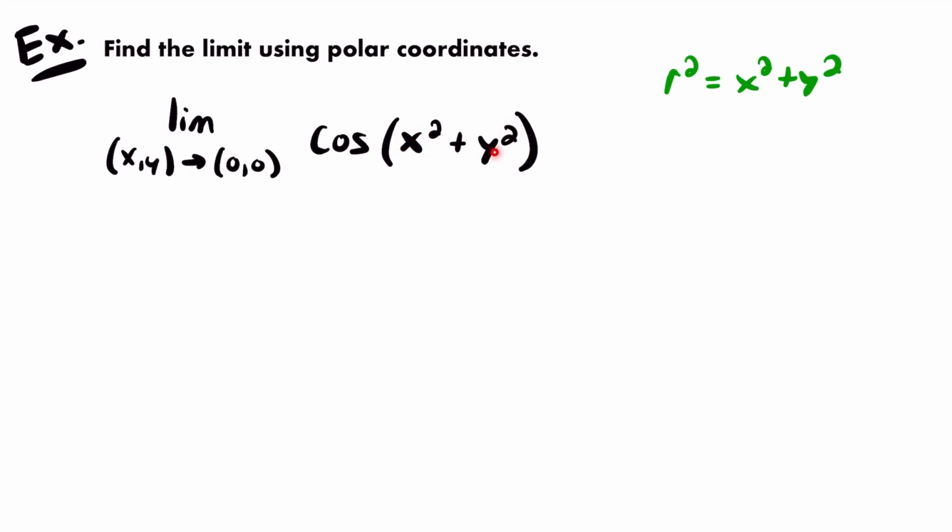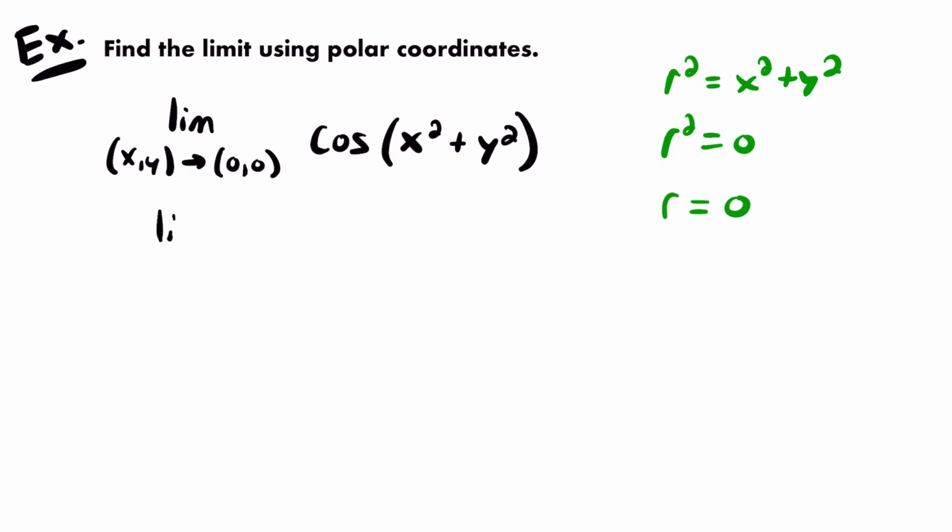You can replace x squared plus y squared with r squared, and then you'll have a limit as r approaches some value, which will be 0 from the right. And the reason for that is because if x and y are approaching 0, then in this equation, you would have r squared equals 0. Solving for r gives you r equals 0 as well. But x squared plus y squared will never give you a negative value, so r would only ever be positive.